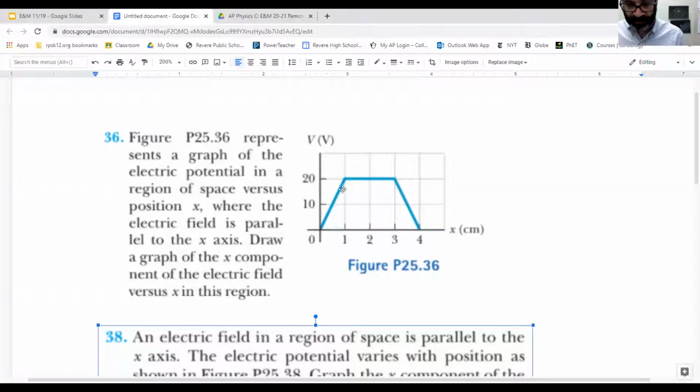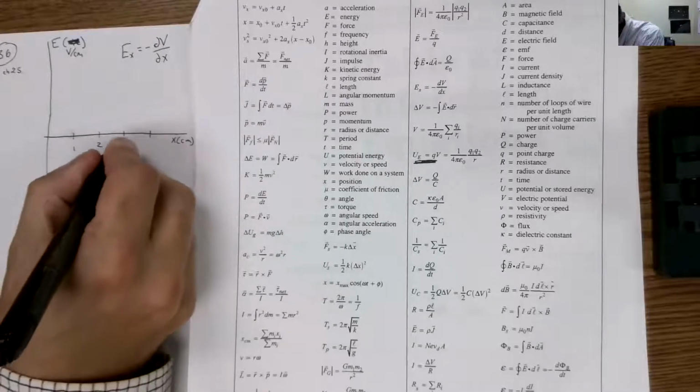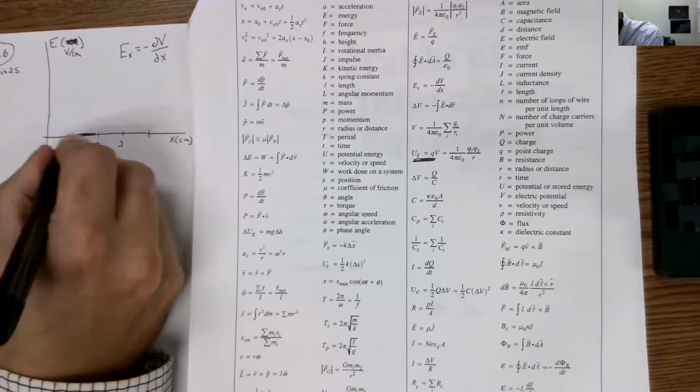Okay, so if we look at the distance from 1 to 3 centimeters, what's the slope here? 0. That's 0, right? So what's the electric field? Also 0. So I will plot from 1 to 3 centimeters, our electric field is 0.